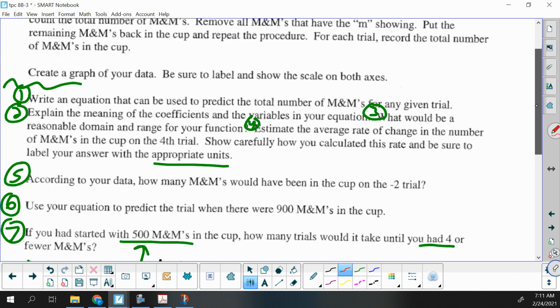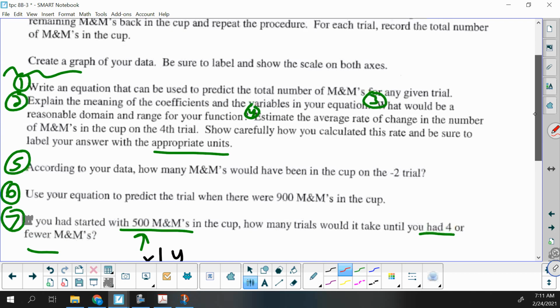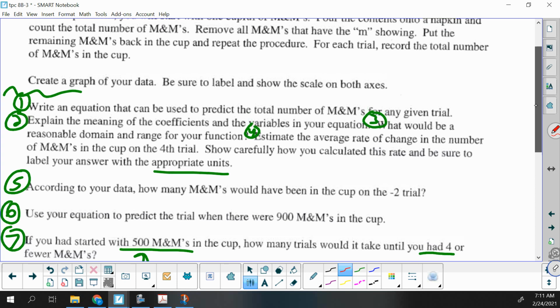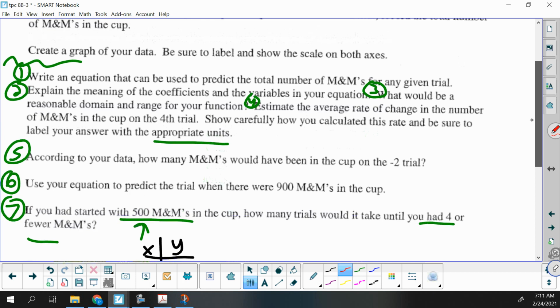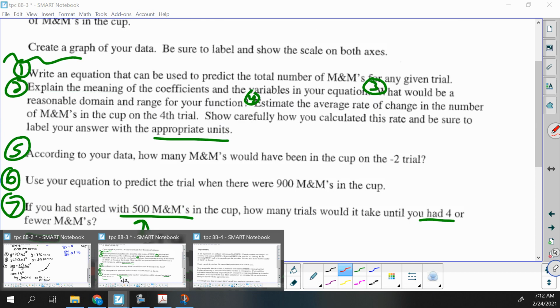So hopefully most of you had already at least started experiment 2, but if not, you should have plenty of time this period to go through and finish that. So again, that has to be turned in by the end of the period. Once you finish experiment 2, you're going to go on to experiment 3.